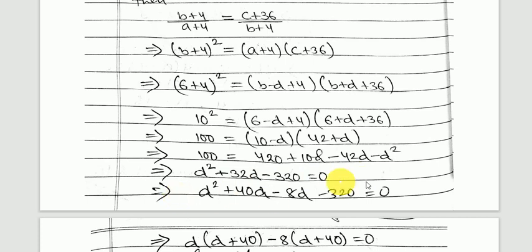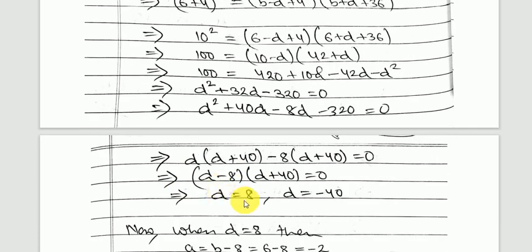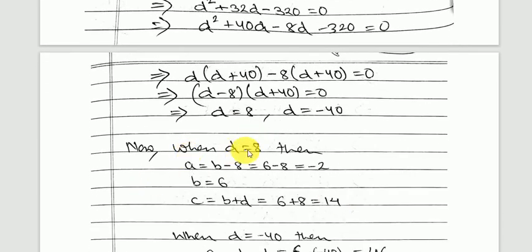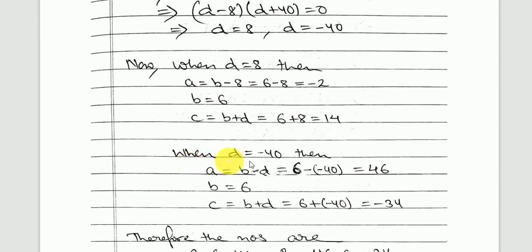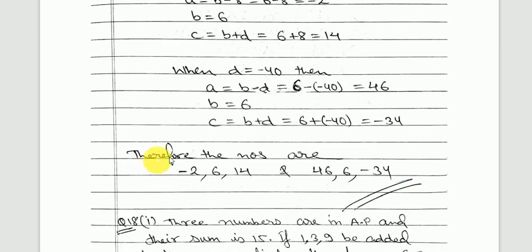Solve this and you'll get the value of d. So d we are getting 8 and minus 40. When I take d equal to 8, in that case my a will be minus 2, b will be 6 and c will be 14. And when I take d equal to minus 40, in that case a will be 46, b will be 6 and c will be minus 34. So the possible numbers are: minus 2, 6, 14, or 46, 6, minus 34. So this question is done.